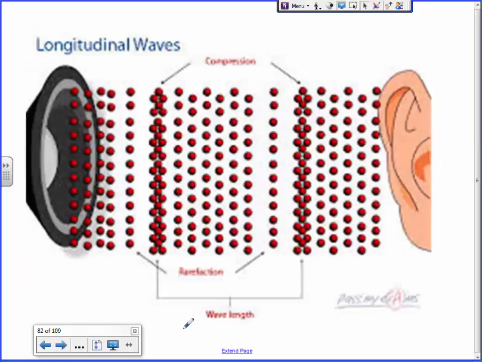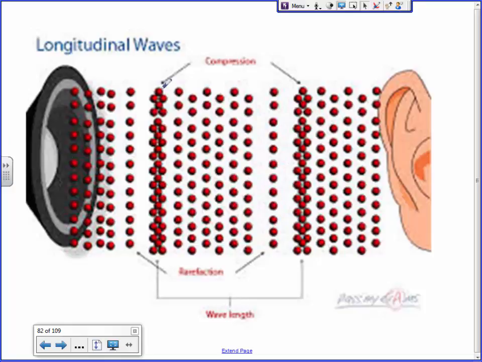Here's a picture of basically what a sound wave would look like, if we could see it. You have a speaker, and the speaker is putting out some noise. Maybe you can envision the subwoofer going boom, boom, boom. You can actually see it moving.